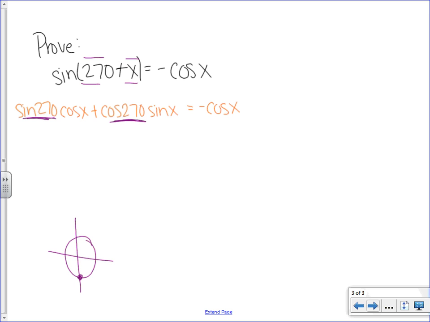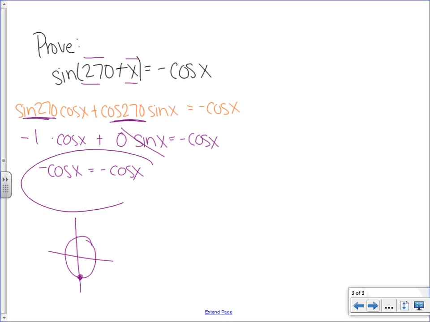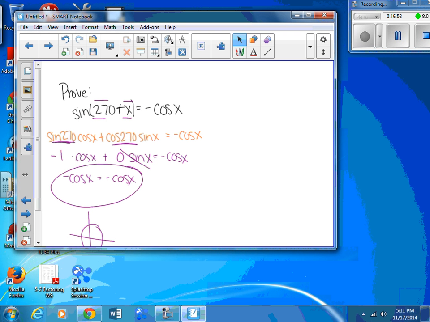The x-coordinate there is 0, so the cosine of 270 is just going to be 0. And the y-coordinate down there is negative 1, so this is just going to be negative 1 times the cosine of x. I'll fill in all this other stuff. And negative 1 times cosine x is just negative cosine x. And 0 times anything is just 0, so that goes away. And boom. Proof done. Okay, so yet another identity to use in our trig proofs. That's it.